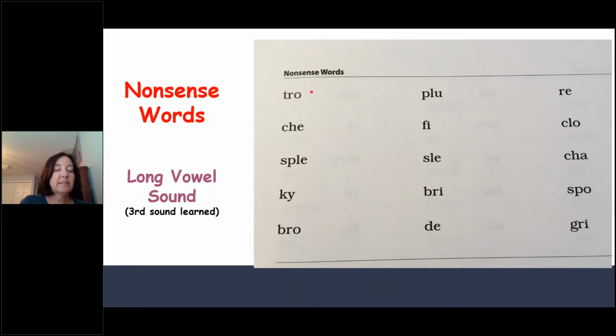This nonsense word is tro, chi, splee, chi, bro, plu, thigh, slee, bry, d, re, clo, che, spo, and gry.